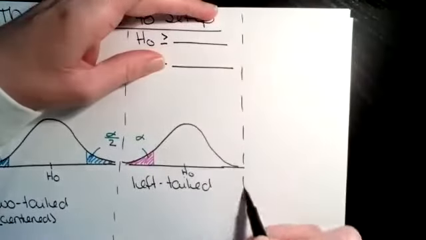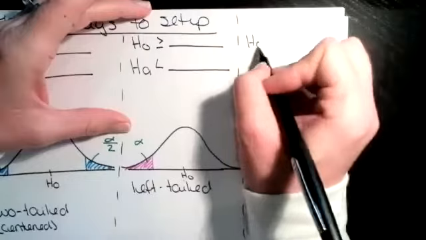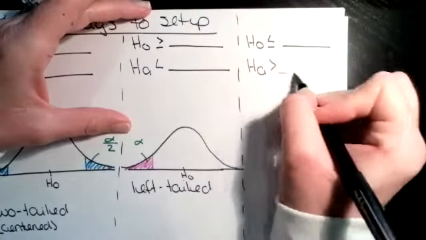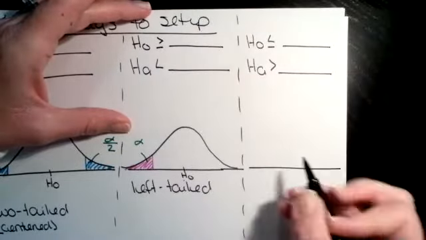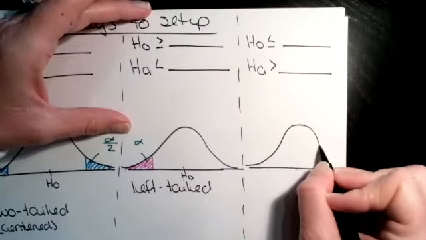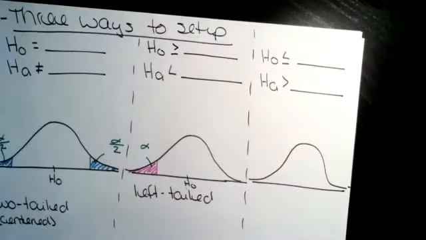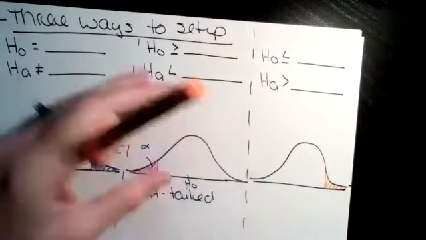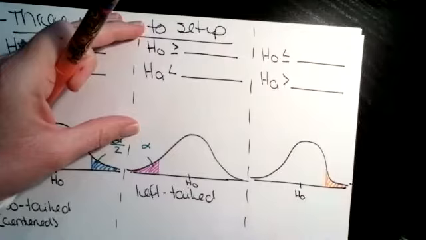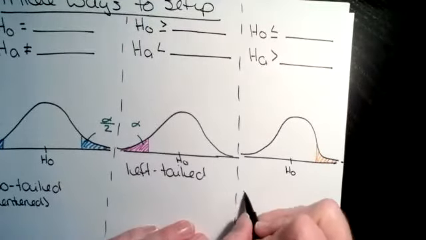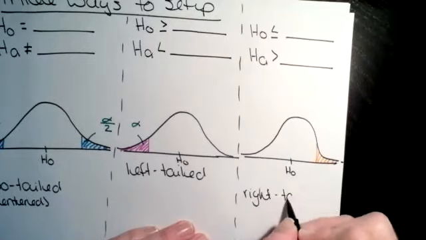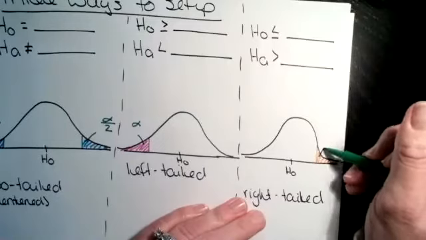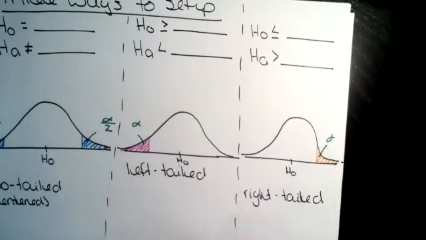And lastly, we have where the null is less than or equal to some value and that alternative is greater than. So if the alternative is greater than, then that means we're looking at this right-tailed, okay? My center is still my null. This is right-tailed test, okay? The area in the tail is still that value of alpha, like we talked about before.